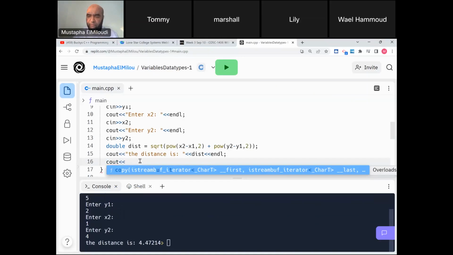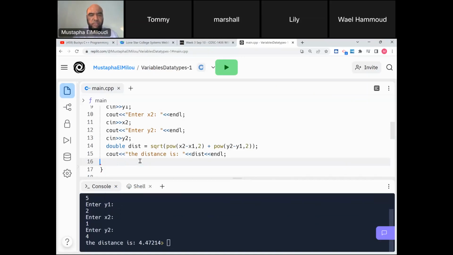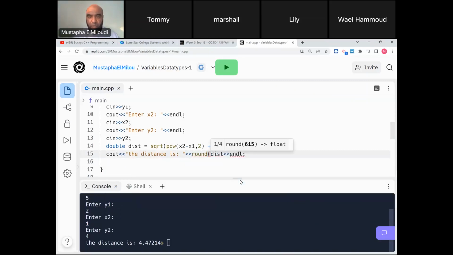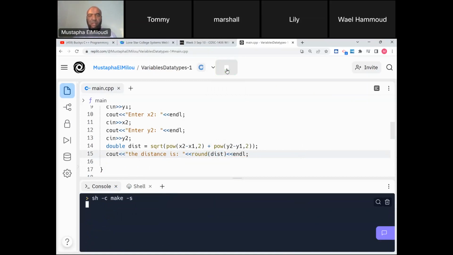Round. Okay, I'm sorry, I don't have to add one more. I'm just going to put it right here. Right here, I'm going to put round and make sure you put the parentheses, and the variable should be inside the parentheses like this. So now 4.47, that's 5, 2, 1, 4. I should get 4 because 4.47, if you round it, you get 4. See that? Because if it was 5 and up, then it will round up.